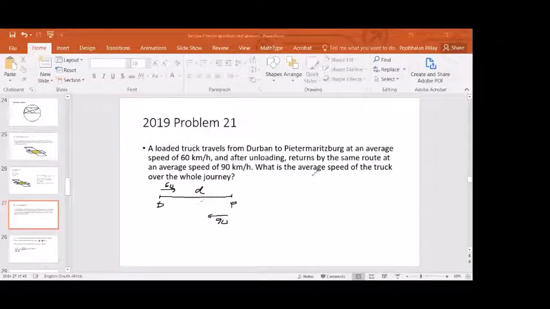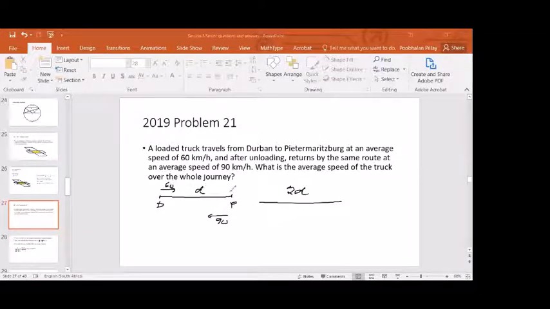If you want to find the average speed of the truck for the whole journey, you have to work out the total distance it travels over the total time it takes. That is where the confusion comes, right? The total distance that it travels is D plus D. So the average speed will be the total distance over the total time that it takes to cover that distance.